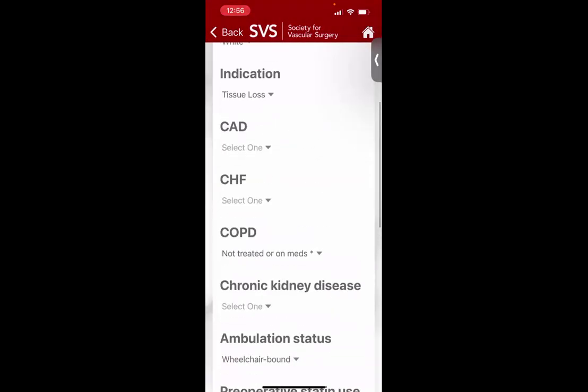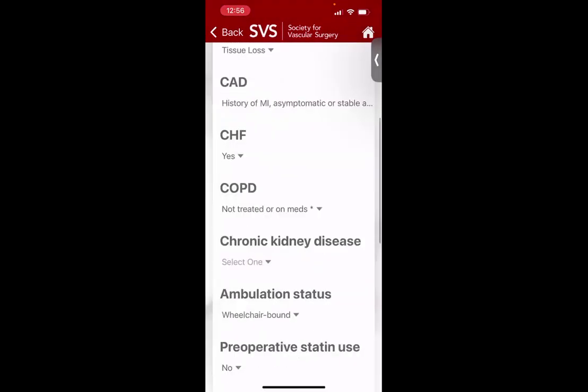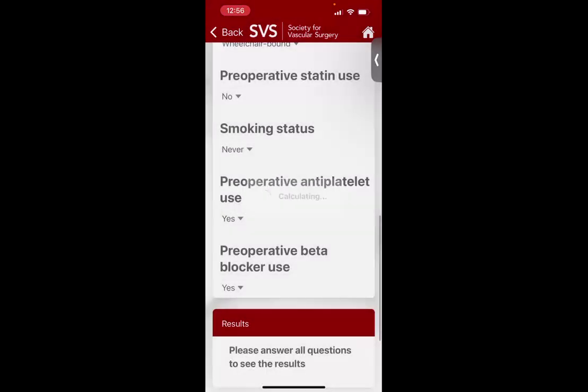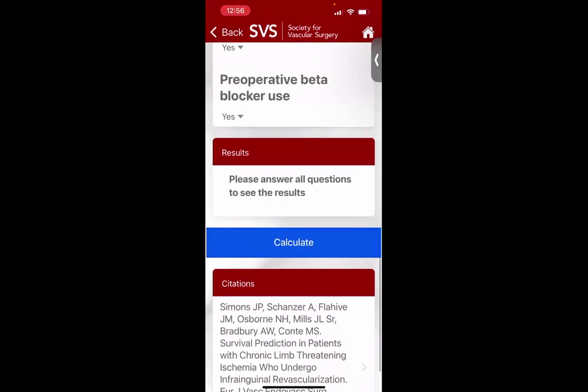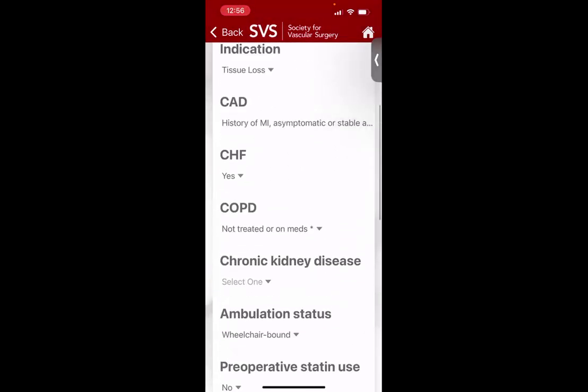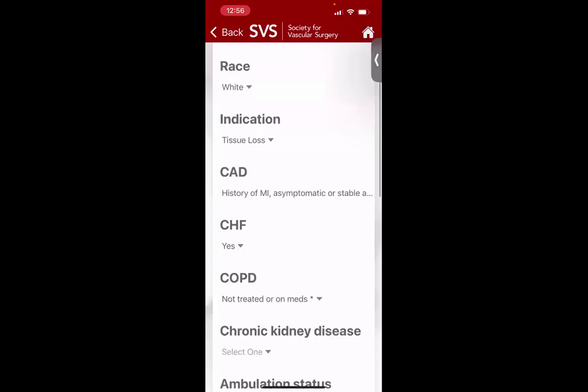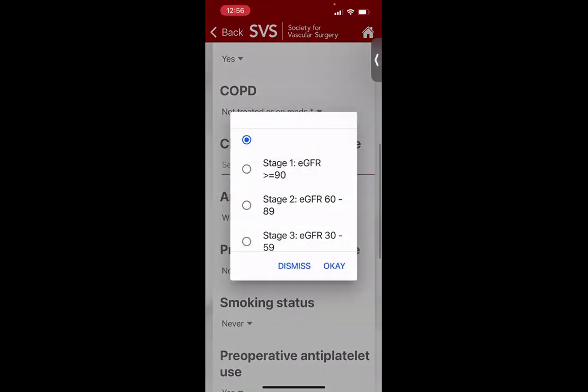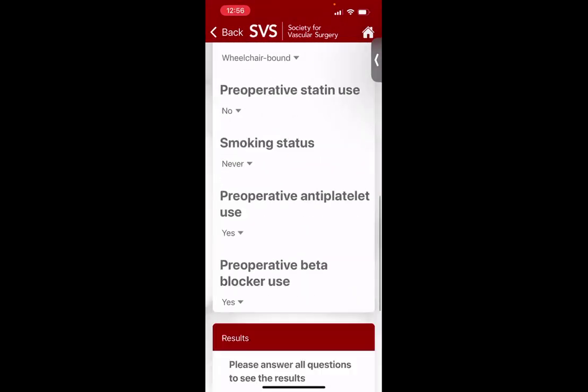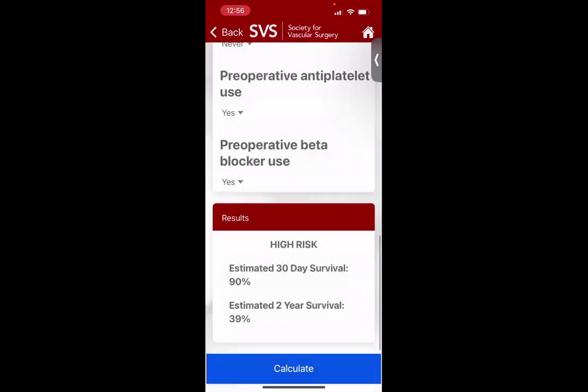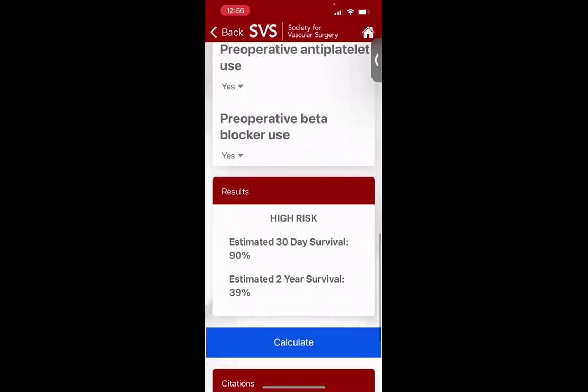It looks at CHF, COPD, and CAD, and all these things. You have to answer all the questions here. CKD, what the GFR is, and then you can calculate. And so: high risk, estimated 30-day survival 90%, estimated 2-year survival 40%.